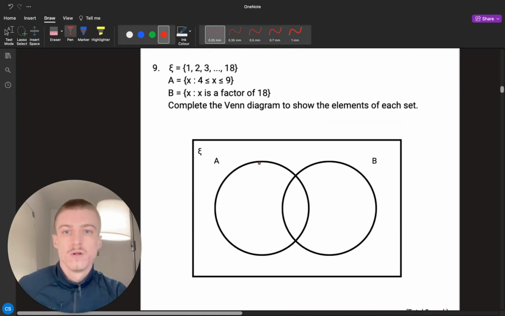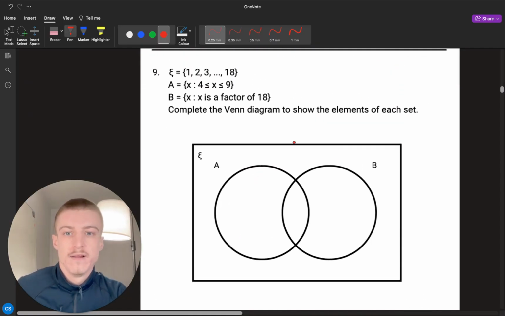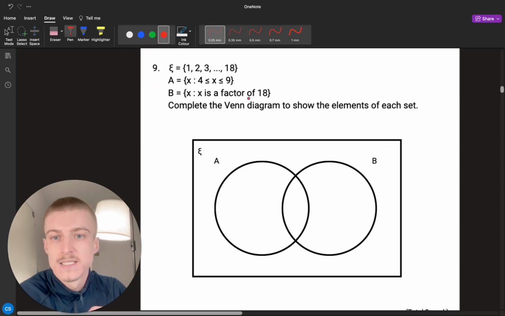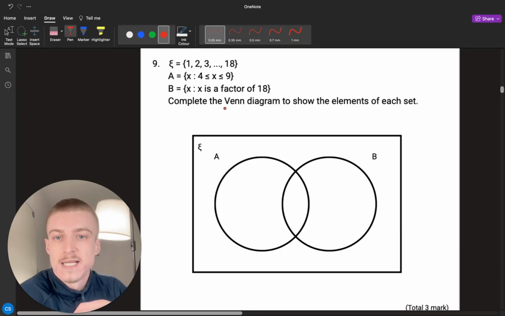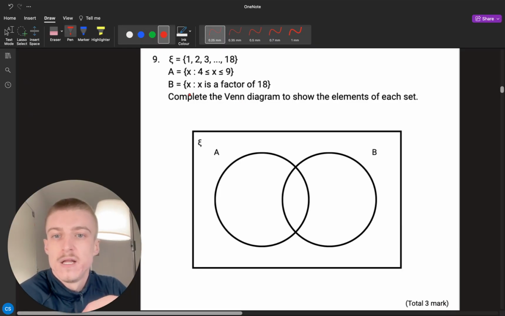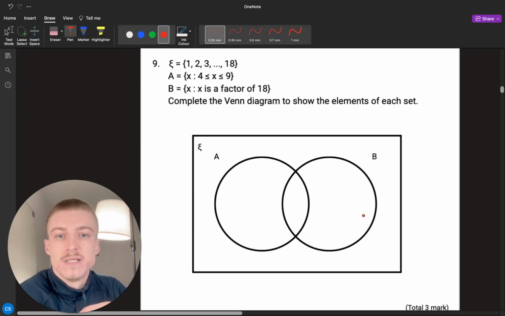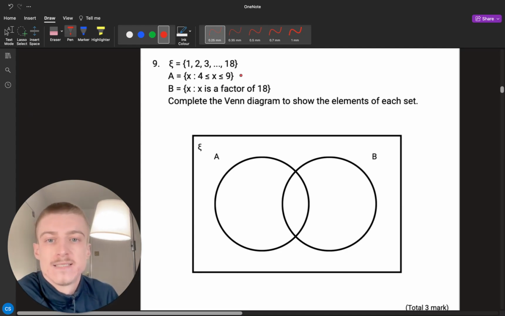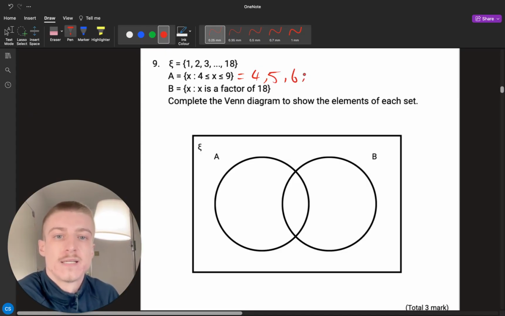Now, we have a Venn diagram. We've got a universal set, 1, 2, 3, all the way up to 18. We've got circle A, set A. X is between 4 and 9 inclusive. And then for set B, X is a factor of 18. Let's complete the Venn diagram to show the elements of each set. So let's write them out first. In set A, we're going to have 4, 5, all the way up to 9, 6, 7, 8, 9.